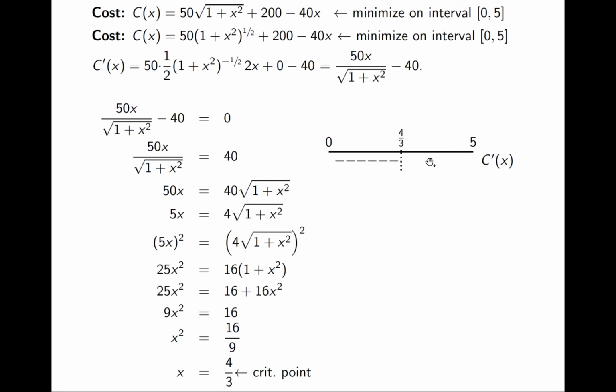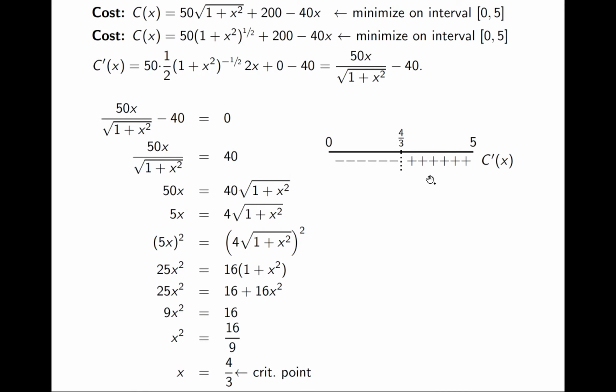And then we can take a test point of, well, maybe 2 here. We could plug that into c prime. And that would be 50 times 2 over the square root of 1 plus 2 squared minus 40. And maybe you want to take out a calculator there. You can do it by hand, but a calculator would be quicker. You'll quickly find out that that's positive. So c prime of x is positive when x is greater than 4/3.